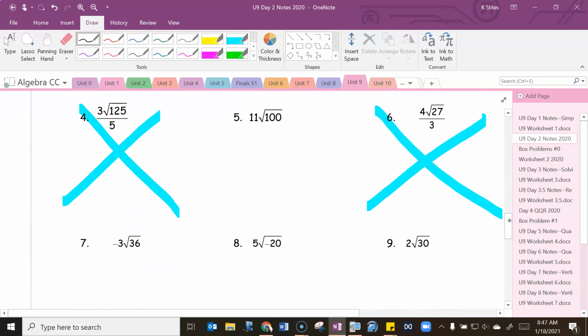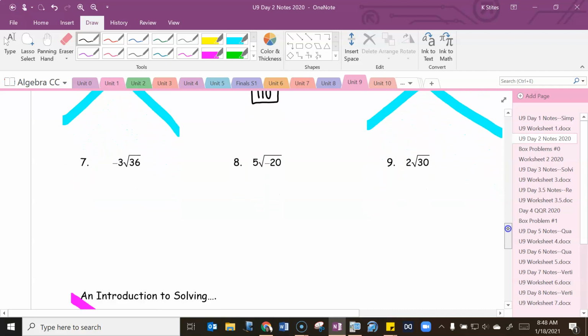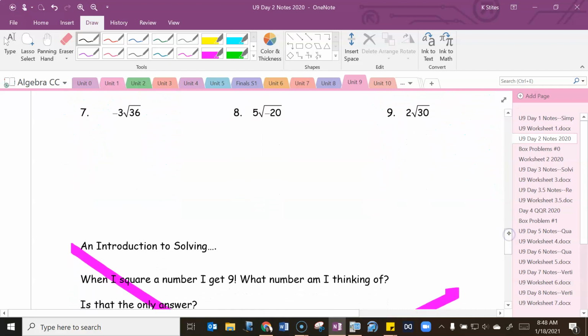All right, now let's look at number 5. This one's a little different because 100 is a perfect square. This is something you should recognize. This is just a 10, not a root 10. So I'm just going to bring down my 11. 11 times 10 is 110. Okay, notice again there's no root because the square root of 100 is a perfect square. All right, let's try that again. 36, you should recognize this. This is a perfect square. It's just 6. 6 times negative 3 is negative 18.